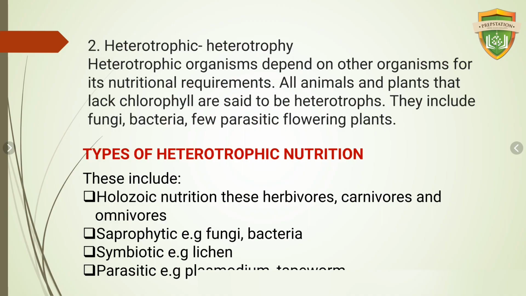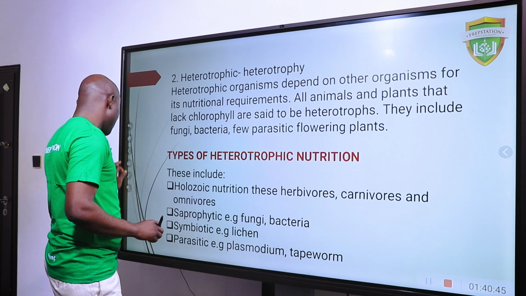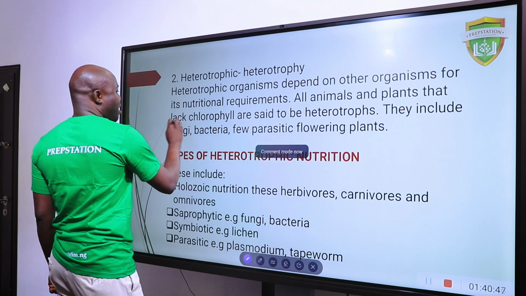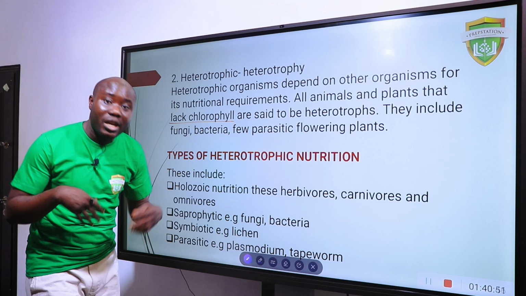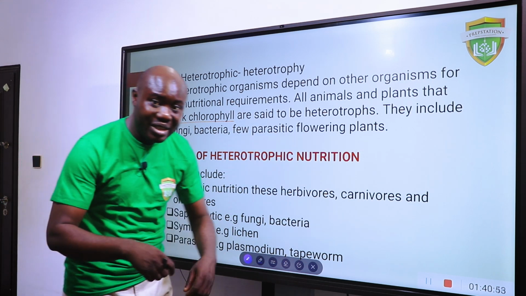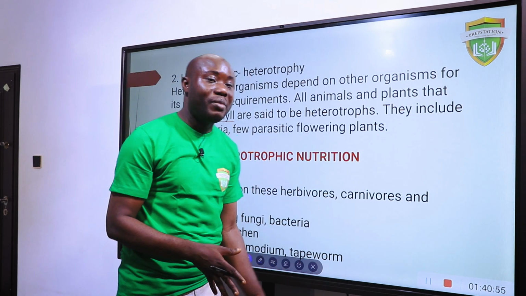We have heterotrophic. Now, organisms here depend on other organisms for their nutritional requirement. All animals and plants that lack chlorophyll, please don't forget this. Any plant without chlorophyll is said to be heterotrophic. Why? Because it cannot produce its food. Chlorophyll is needed if a plant is to make its own food by itself.